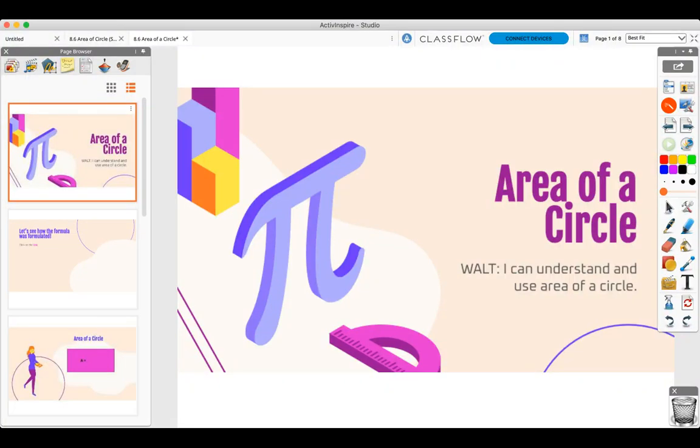Hi students, today's lesson will be on area of a circle. So you'll be able to understand and use area of a circle to solve problems.